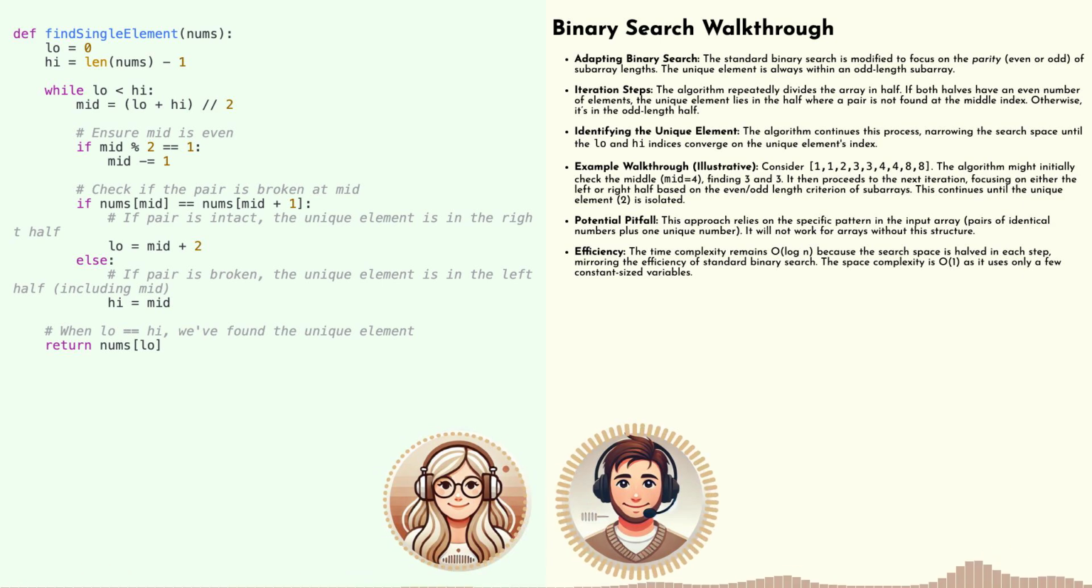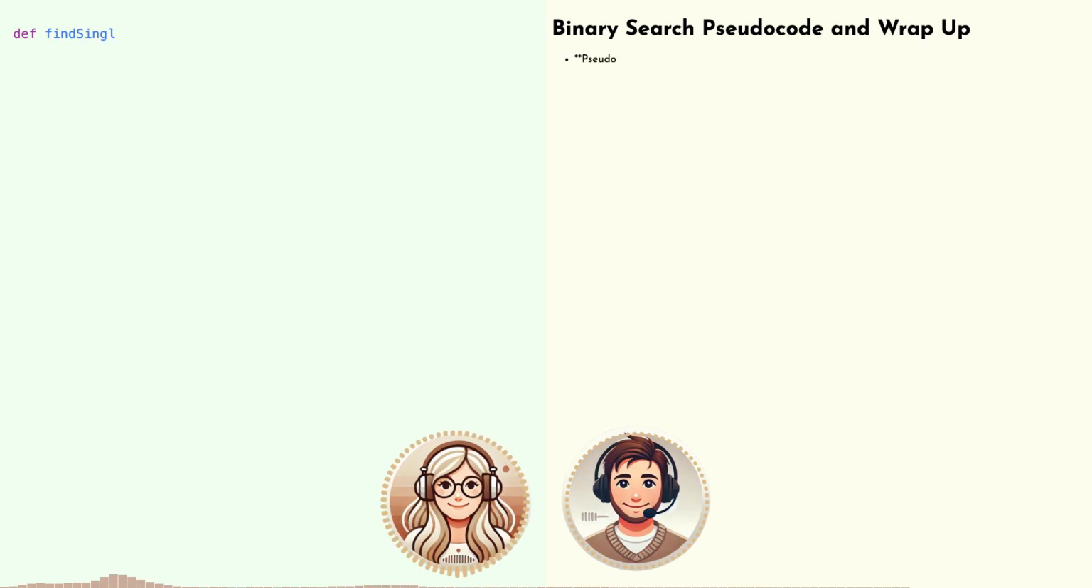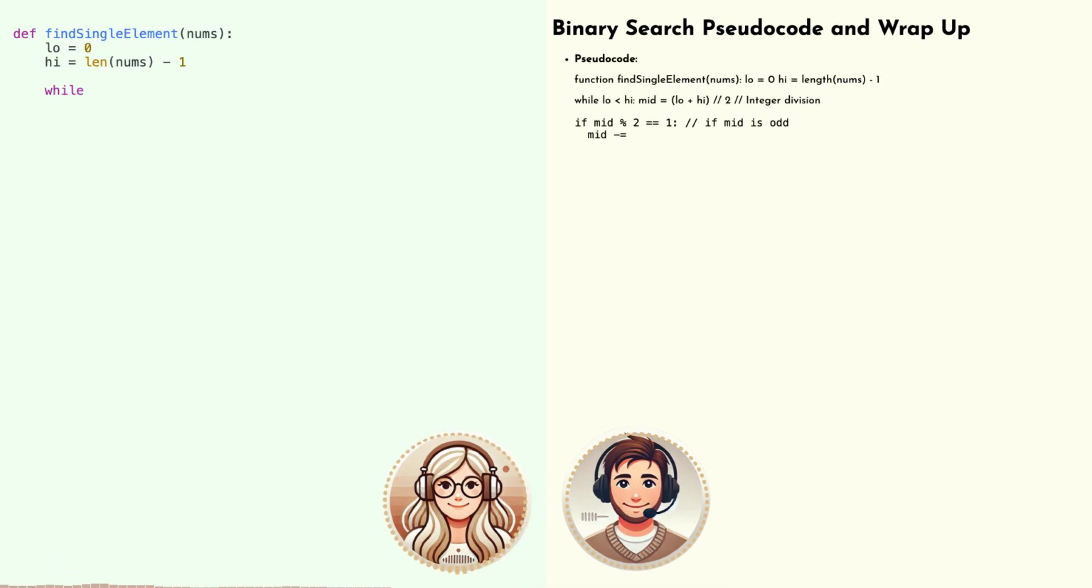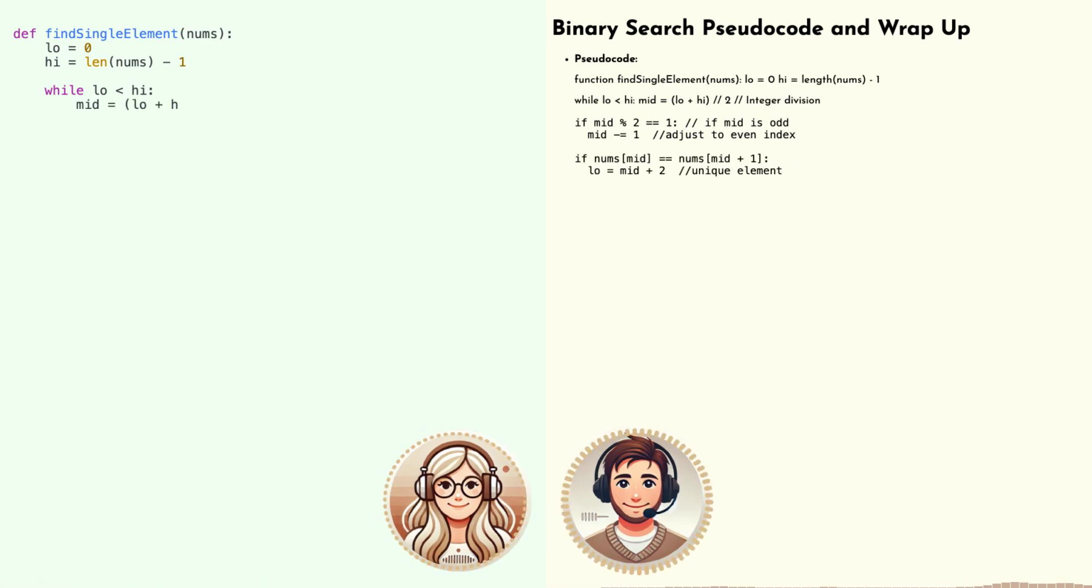But still, it's much faster than going through the array element by element, especially if it's really big. Exactly. That's the power of binary search. Now, to make sure we really understand this, let's talk about how this might look in pseudocode. Okay, yeah, pseudocode would be helpful. Walk me through it like you're giving me hints.